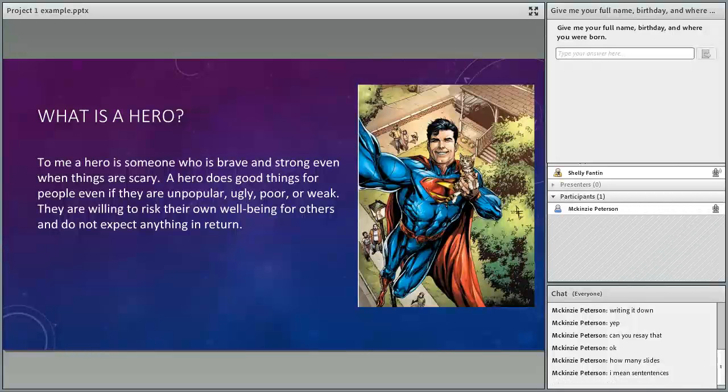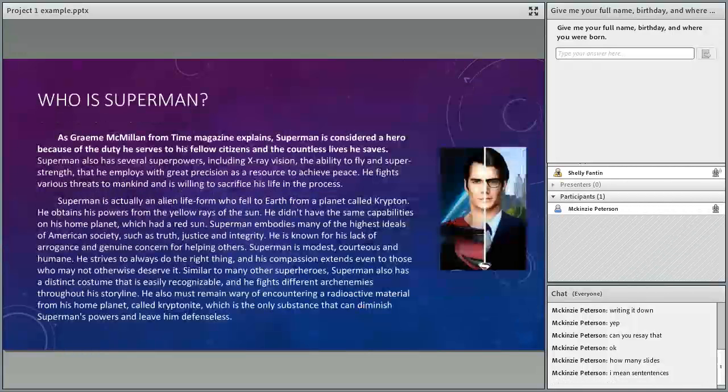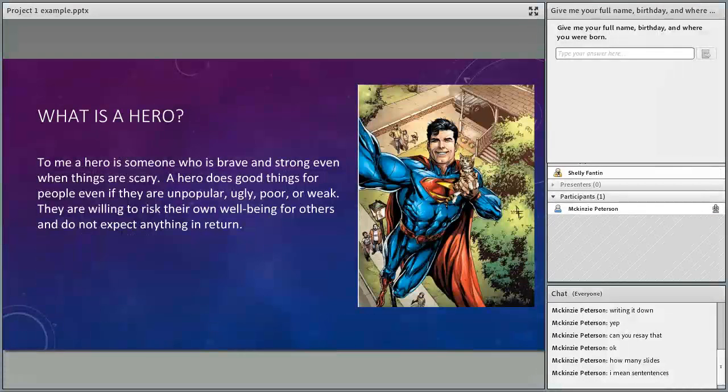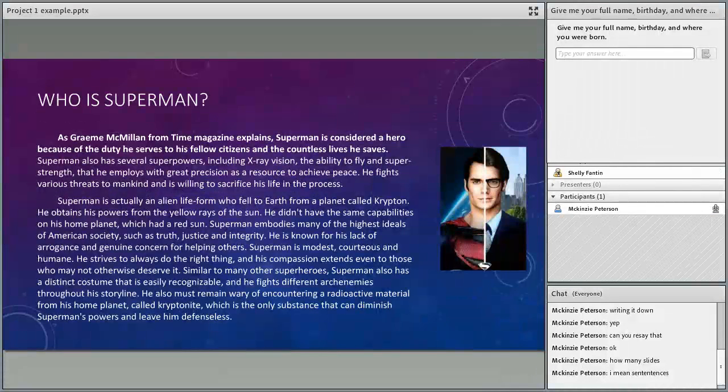Okay. All right, the next slide is going to be who is your superhero. Okay, so that'll be slide number 3. So I picked Superman. So I gave a really long summary of who Superman is. So who do you think you're going to use as your superhero? Who are you going to pick, do you think? If you change it, it's okay, but if you had to pick right now, Mackenzie, who would you pick?